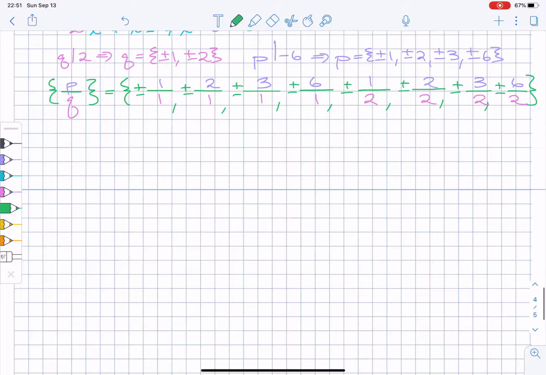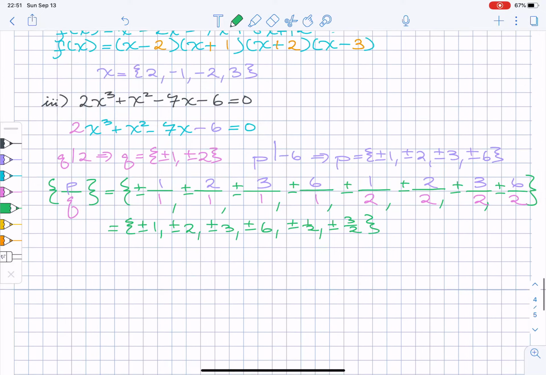Okay, so what are all possible p's over q's? Okay, 1 over 1 is 1, 2 over 1 is 2, 3 over 1 is 3, 6 over 1 is 6. Then plus or minus 1/2. 2 over 2 is 1, I already have that, plus or minus 3/2. 6 over 2 is 3, I already have that. So this is all possible roots, p over q.